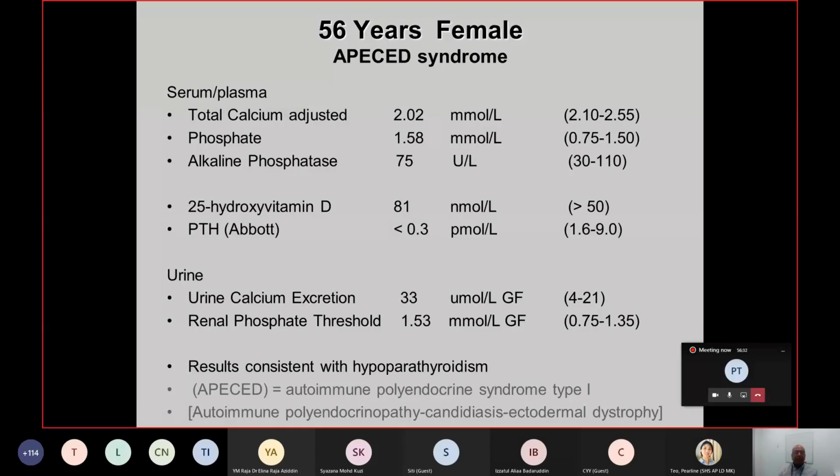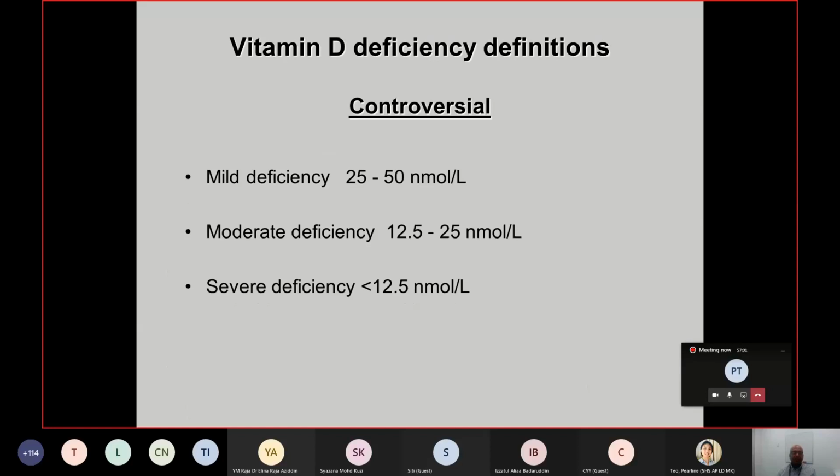clear-cut hyperparathyroidism. In fact, in our country, hyperparathyroidism is most commonly due to iatrogenic parathyroid removal in patients who have undergone total thyroidectomy, where parathyroid glands have been either damaged or taken out inadvertently. That's probably the commonest cause of hyperparathyroidism, but autoimmune diseases can also cause that.